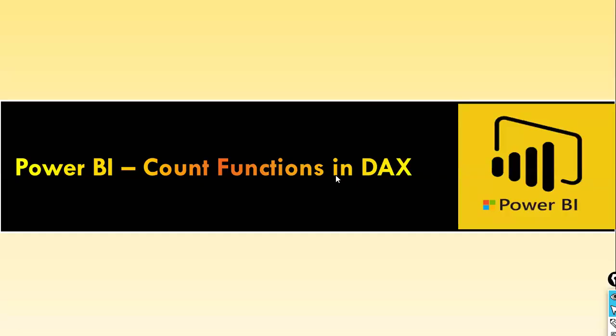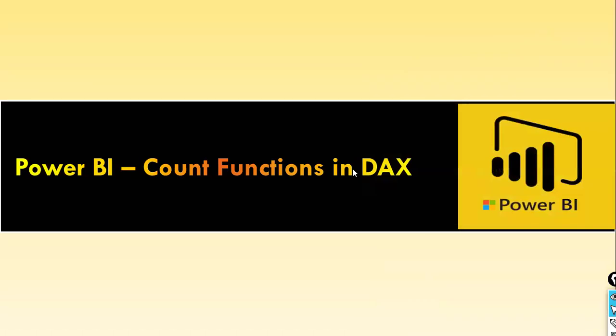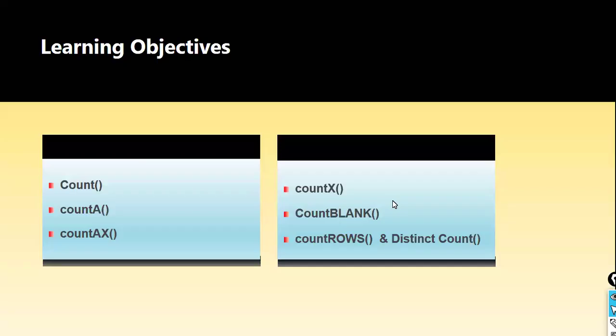So this count function falls under aggregation functions. Look here, we have different topics, or different categories, under which different DAX functions are available. In the aggregation functions category, we have the count function, sum function, average function. Within count itself, different variants of count functions are available.